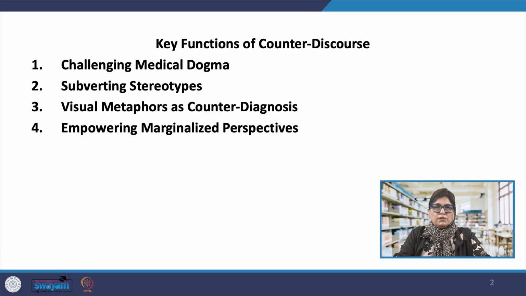Fourth, empowering marginalized perspectives. It provides a platform for identities often excluded from standard healthcare discourse, such as queer and neurodivergent individuals, to represent their own truth.